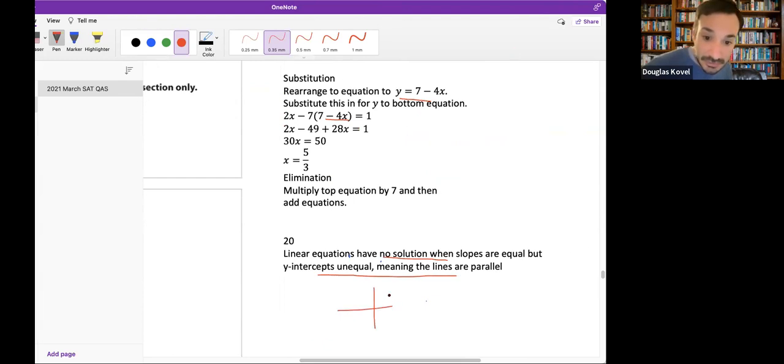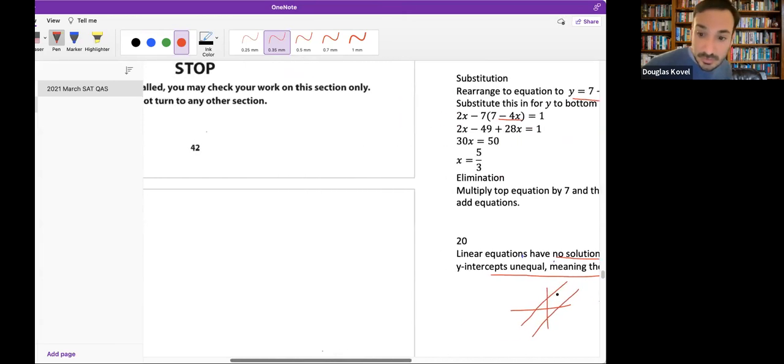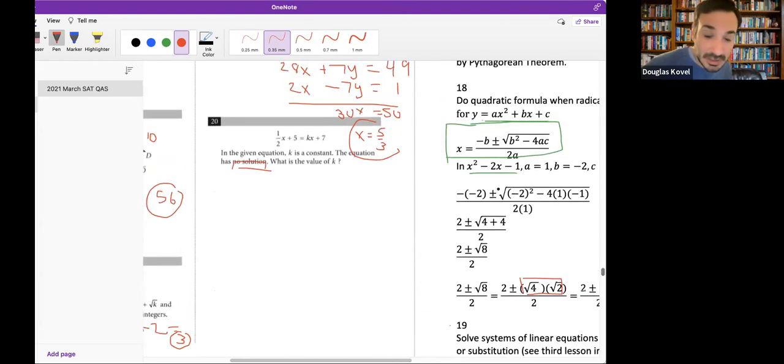If you were to draw two lines with the same slope but different y-intercepts, they'd look something like that, and they would never touch. Solutions are where the equations touch, so if they're parallel lines, they're never going to intersect. In this case, I'm just looking for the slopes to be equal. On the left side of my equation, the slope is 1/2, so the right side, k, also has to be equal to a half.